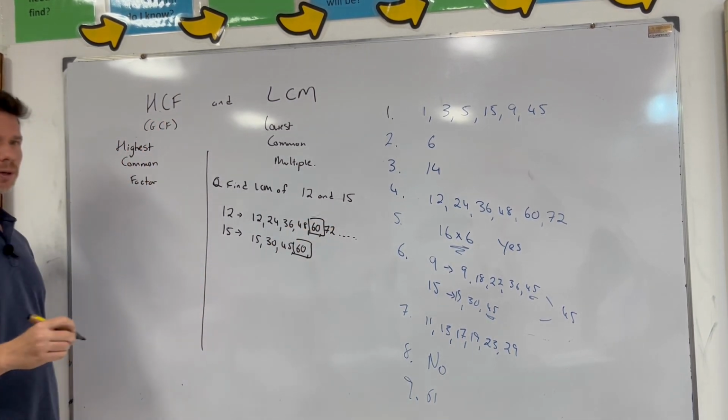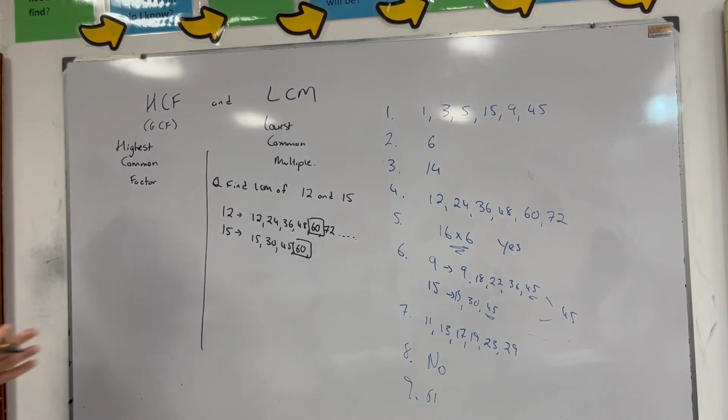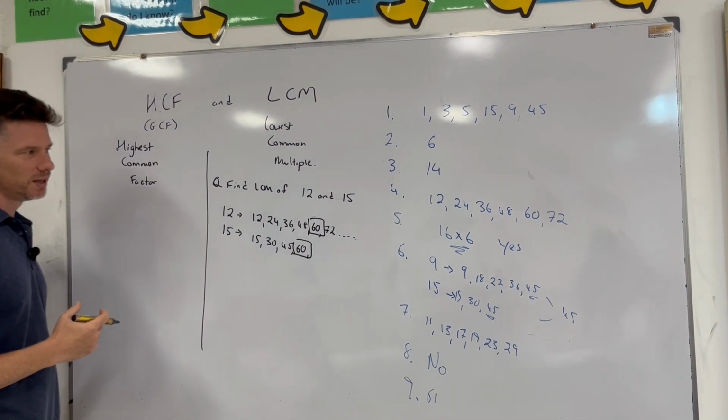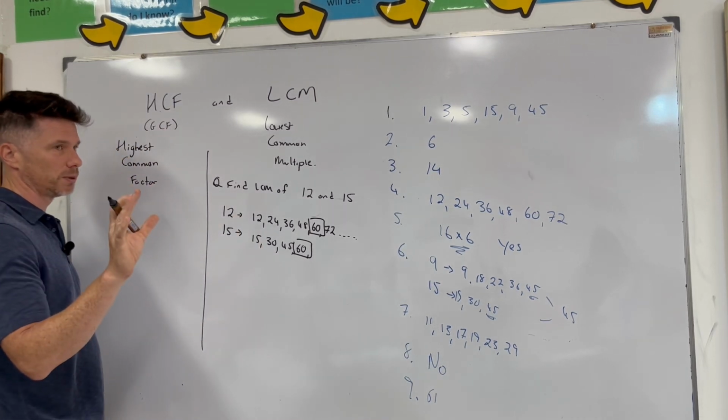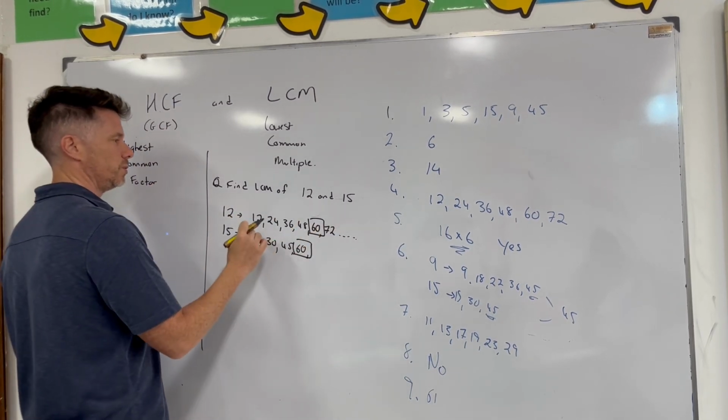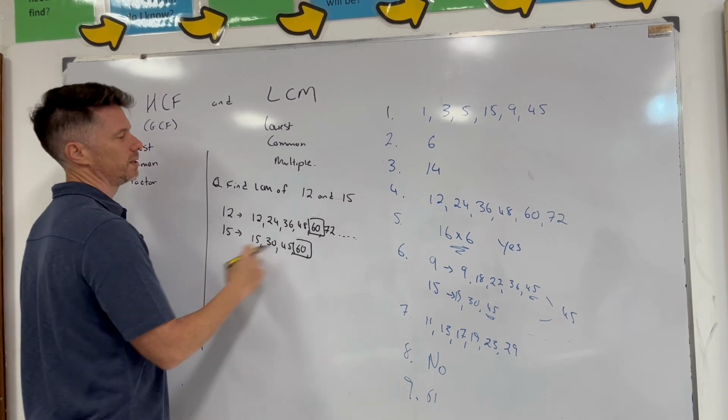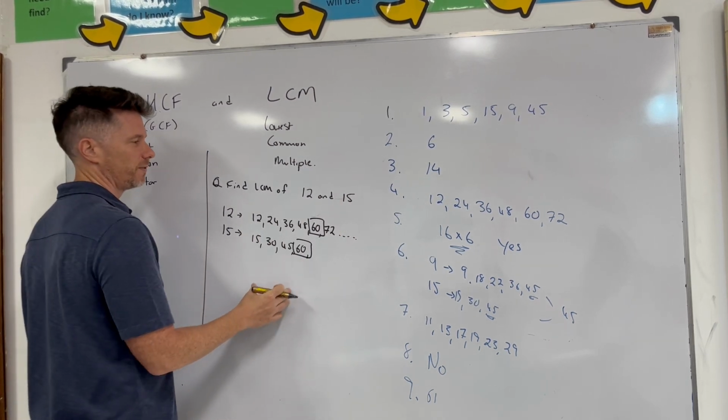It's a common number in both lists. It's the lowest common number in both lists. It's the only common number in both lists. As soon as you find a common number, you stop. So I could have done more here, but usually I do 3 or 4 of one list and then 3 or 4 of the other list until I find something in common.